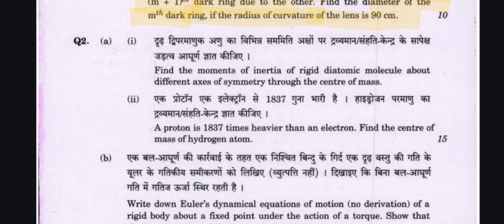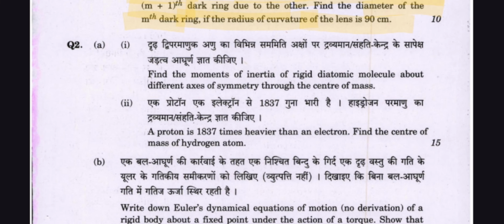And question number 2 is here. Find the moment of inertia of a rigid diatomic molecule about different axes of symmetry through the center of mass. And question number 2, a proton is 1837 times heavier than an electron. Find the center of mass of a hydrogen atom.